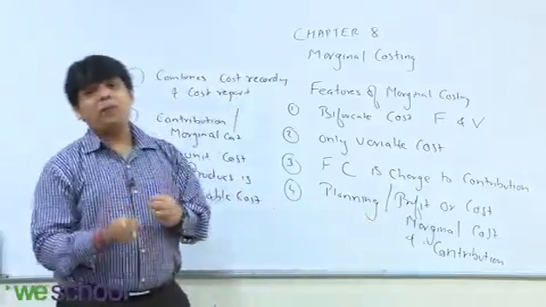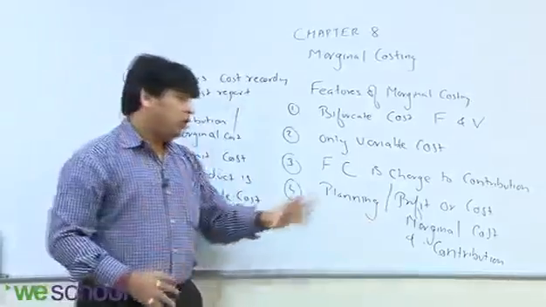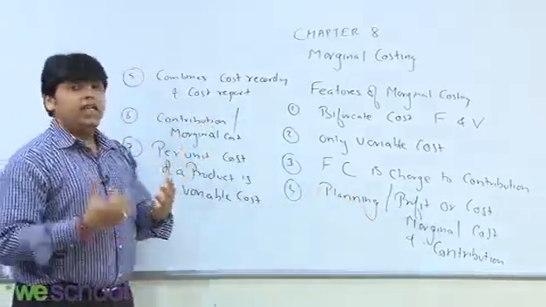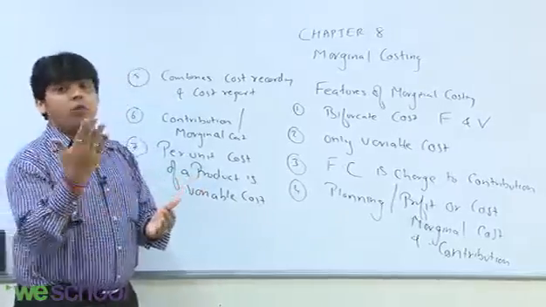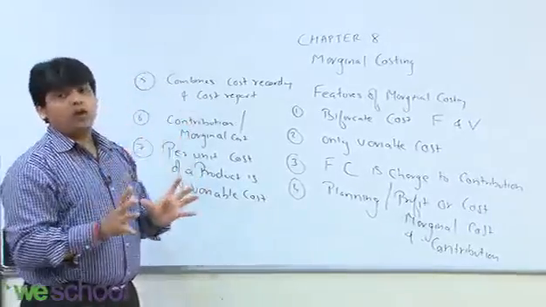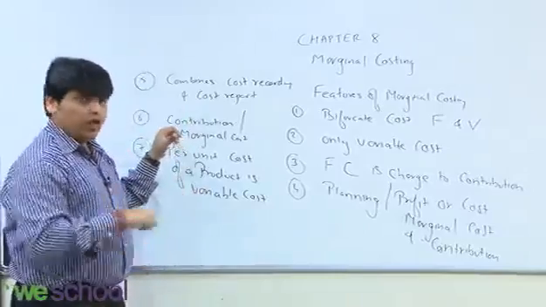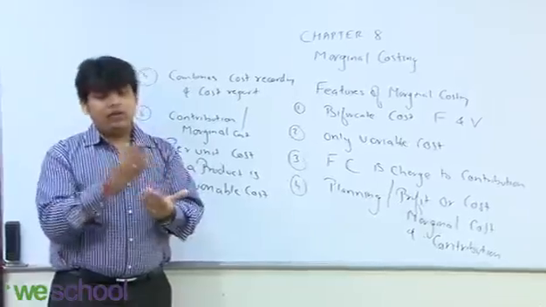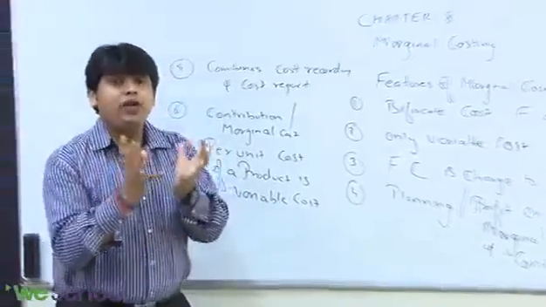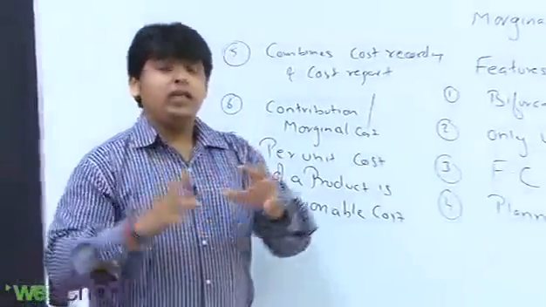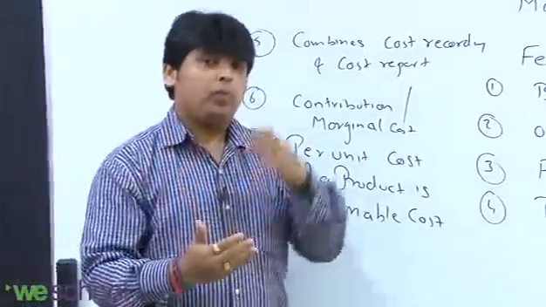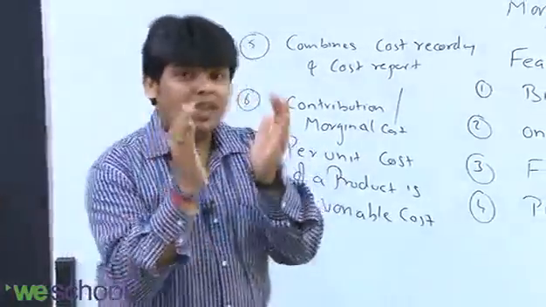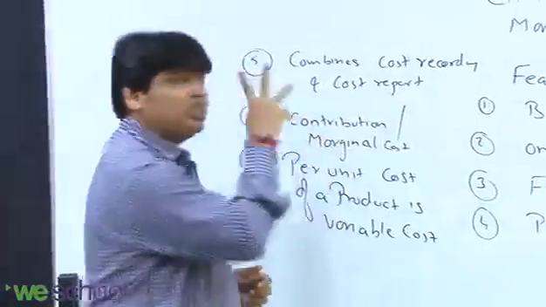Okay, fine. Planning of profit or price is based totally on marginal cost and contribution. In this technique we can record the cost as well as report the cost, because we are giving a report of the total cost and recording at the same time. And the profitability of a product or a department is not calculated on the total profit, but on the basis of contribution and marginal cost.